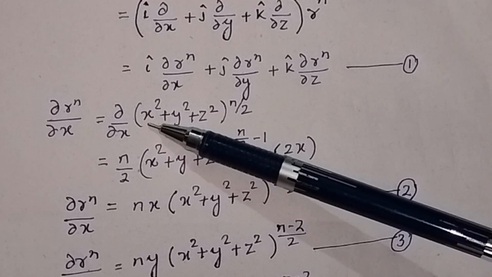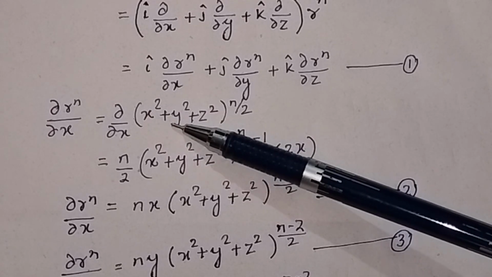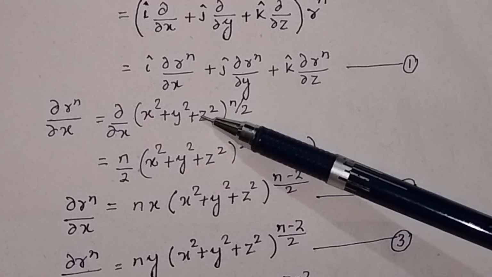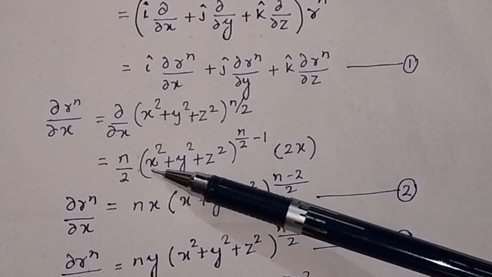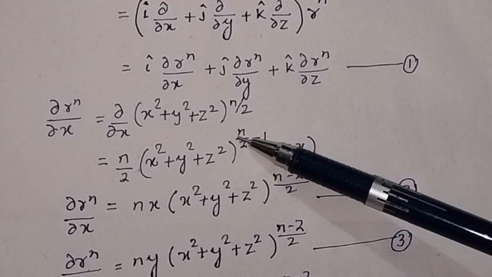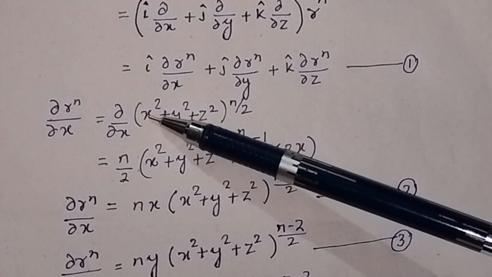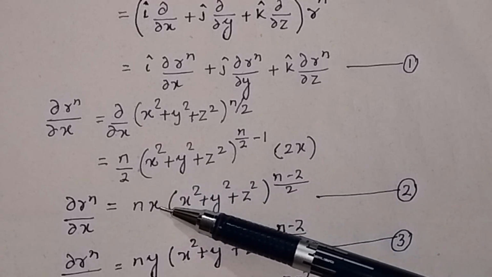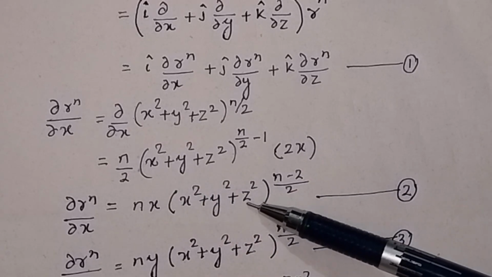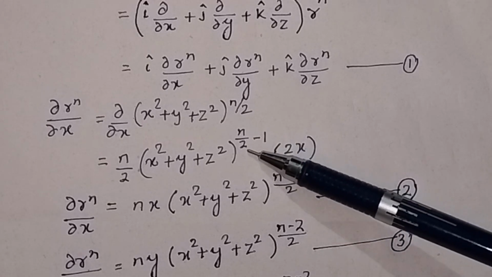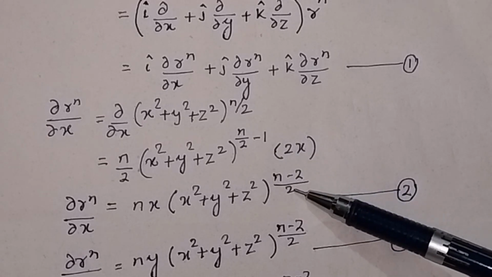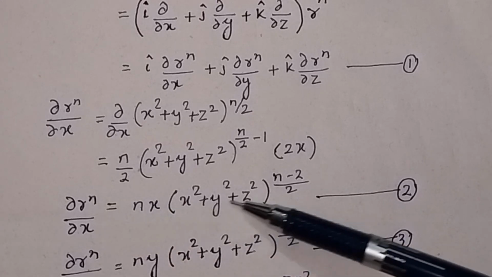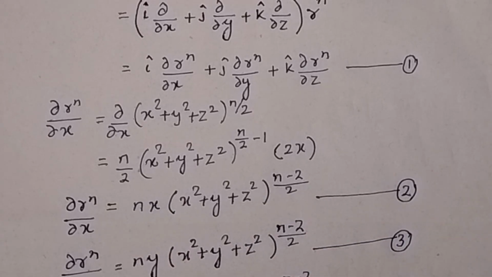So let us first find the partial derivative of r to the power n with respect to x. r to the power n means x square plus y square plus z square whole to the power n by 2. When you find the partial derivative, this will be equal to n by 2 times x square plus y square plus z square to the power n by 2 minus 1, and the derivative of x square is 2x. So here 2 cancels. So n x into x square plus y square plus z square to the power n minus 2 divided by 2. So the partial derivative of r to the power n with respect to x is equal to this much. Suppose this is equation number 2.